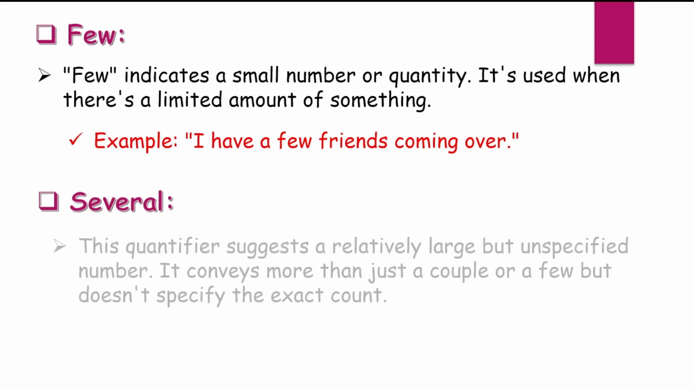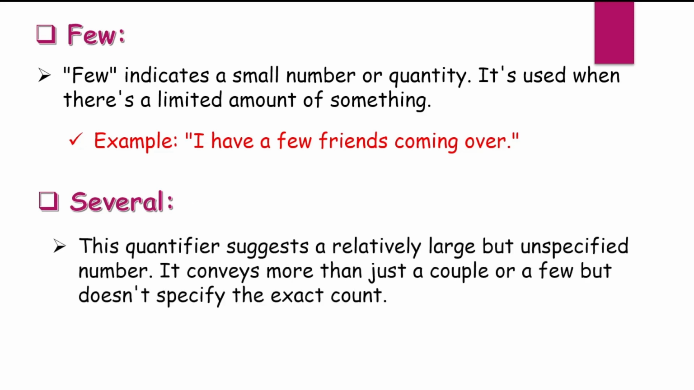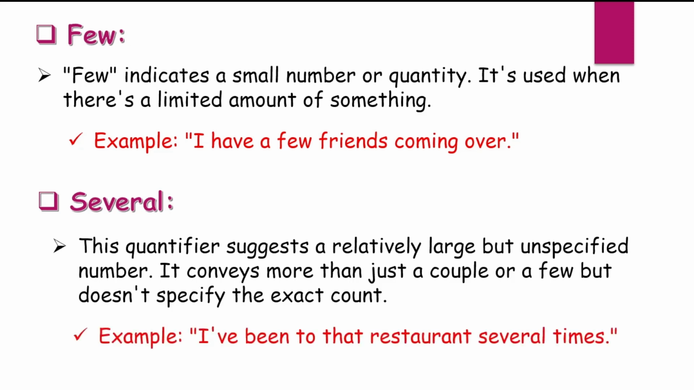Several. This quantifier suggests a relatively large but unspecified number. It conveys more than just a couple or a few but doesn't specify the exact count. For example, I have been to that restaurant several times. Here, several means more than a couple of times but doesn't specify the exact number.